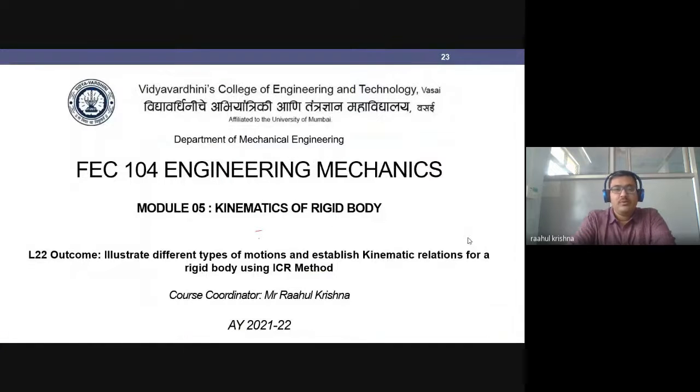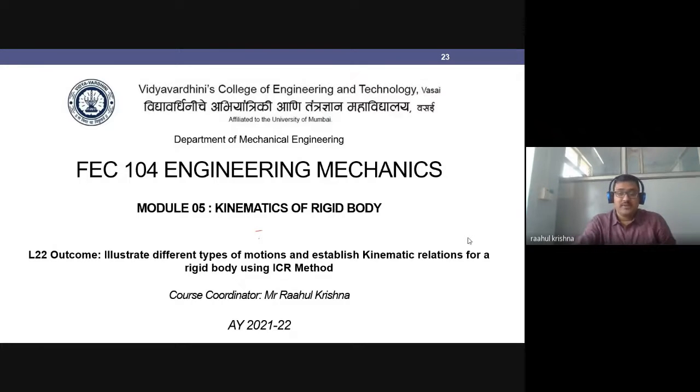Today also, our outcome is going to remain the same. At the end of today's session, it is expected that I'll be able to illustrate the different types of motions, and establish the kinematic relations for a rigid body by using the ICR method. To establish the kinematics of a rigid body, we are restricted only to the use of the ICR method, and at most we are considering only two link mechanisms.